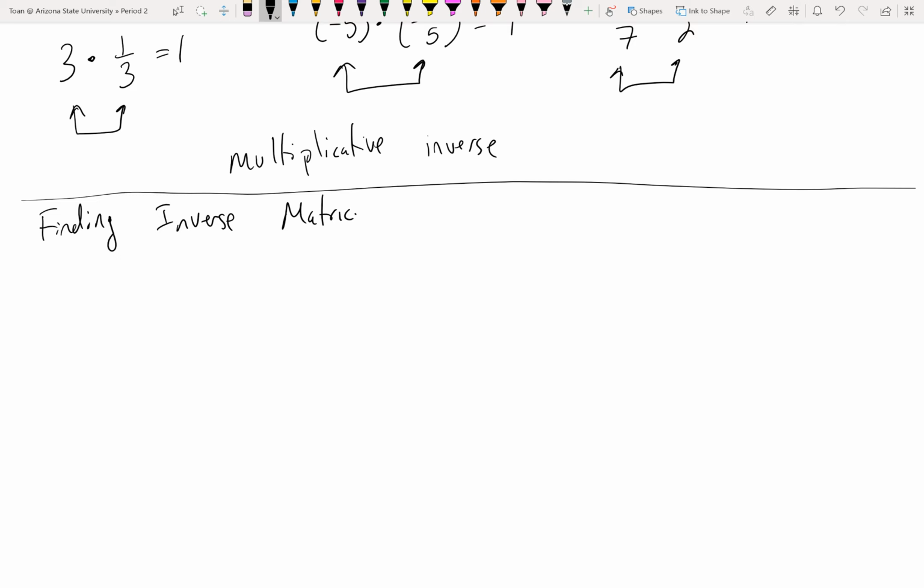Now, like with all things in math, if you were to do independent research, if you were to Google, Khan Academy, whatever, there's a bajillion different ways to find inverse matrices. I'm only going to show one particular method. I think it's the simplest to understand, but if you disagree with me, feel free to, again, do independent research and do whatever method you want. But I'm going to show this method here.